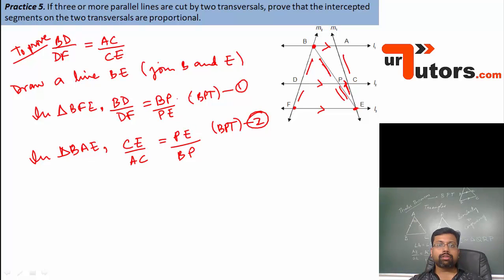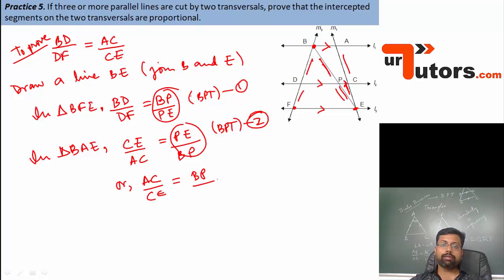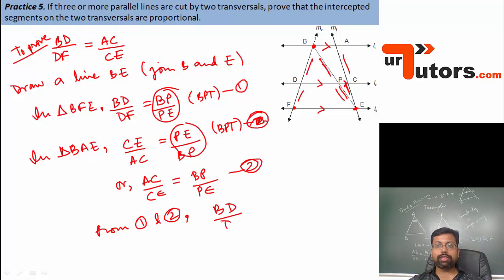Now, you can say AC by CE equal to BP by PE. Call this 2, okay? So from 1 and 2, we have BD by DF equal to AC by CE. This is what we have to prove. Okay? Proof is done this way.